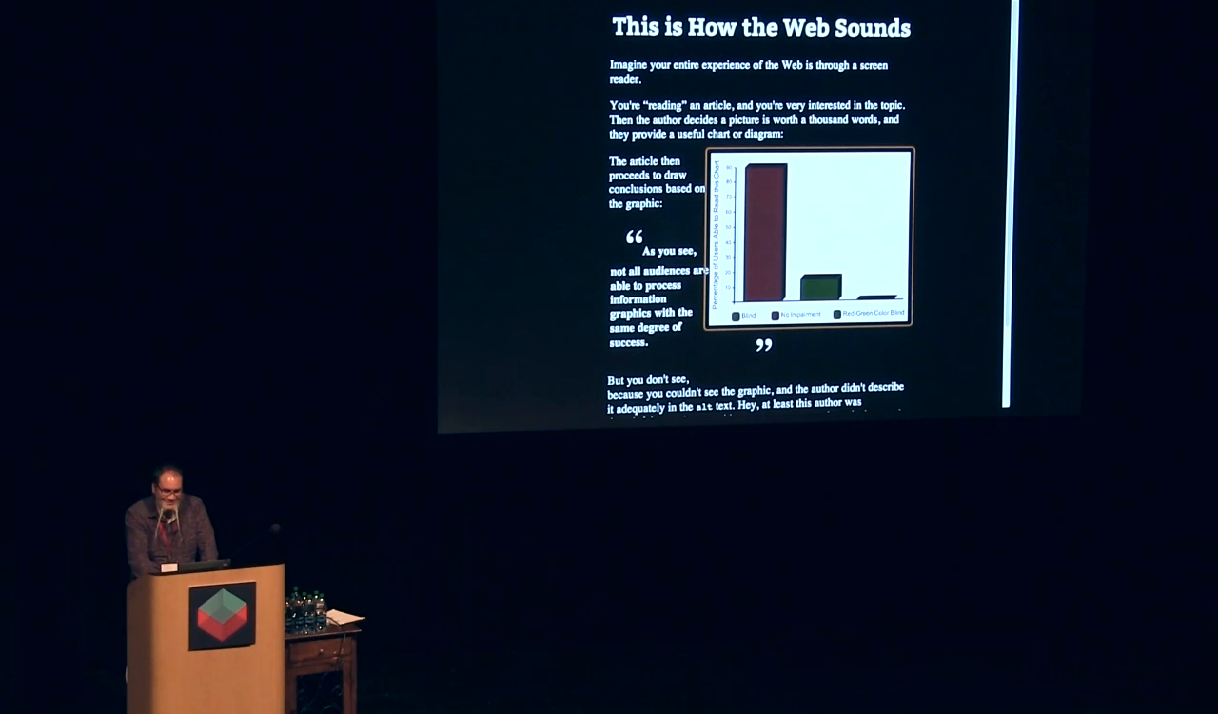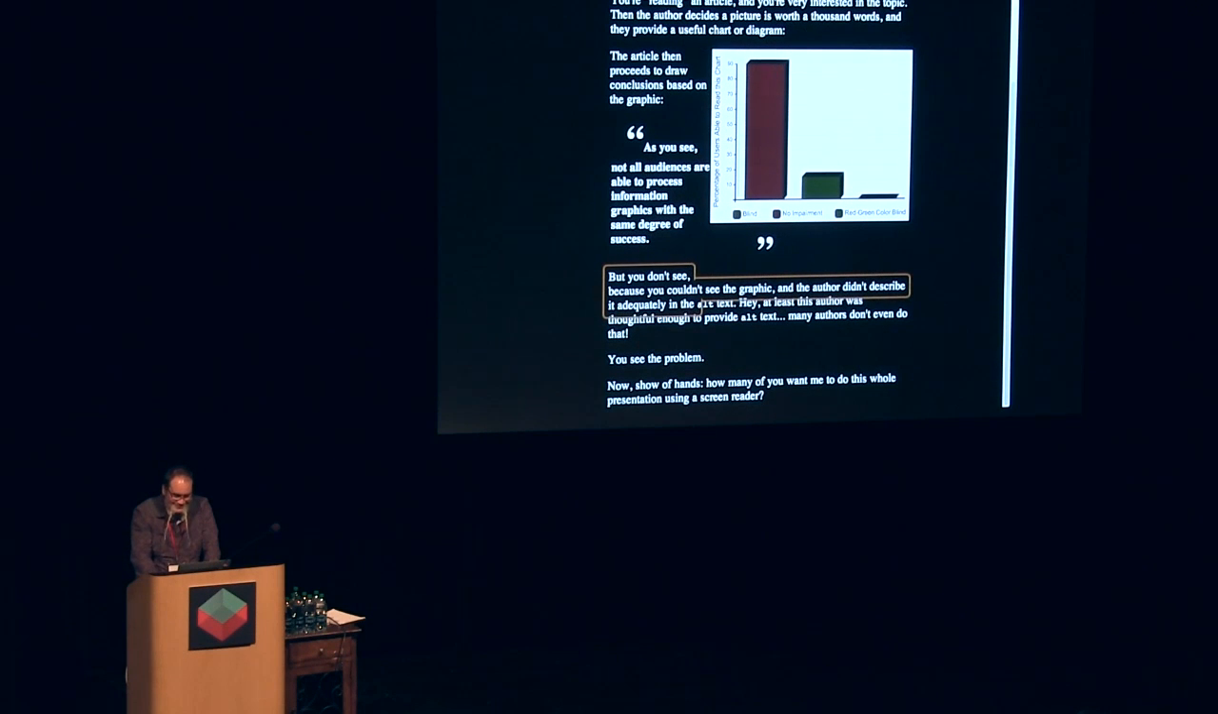A chart showing the relative understandability of a chart by different audiences. The article then proceeds to draw conclusions based on the graphic. As you see, not all audiences are able to process information graphics with the same degree of success. But you don't see, because you couldn't see the graphic and the author didn't describe it adequately in the alt text. Hey, at least this author was thoughtful enough to provide alt text. Many authors don't even do that.